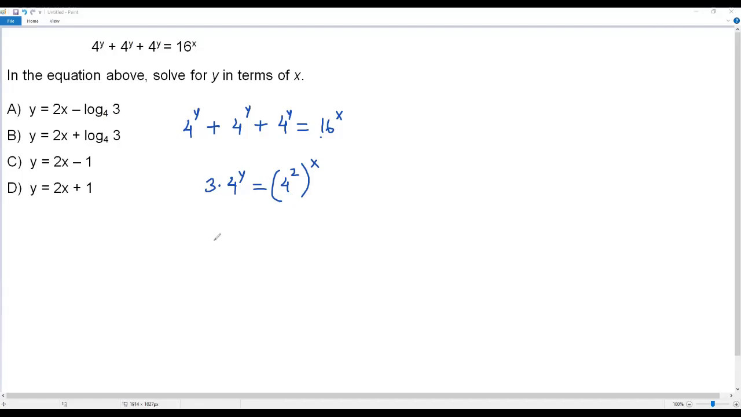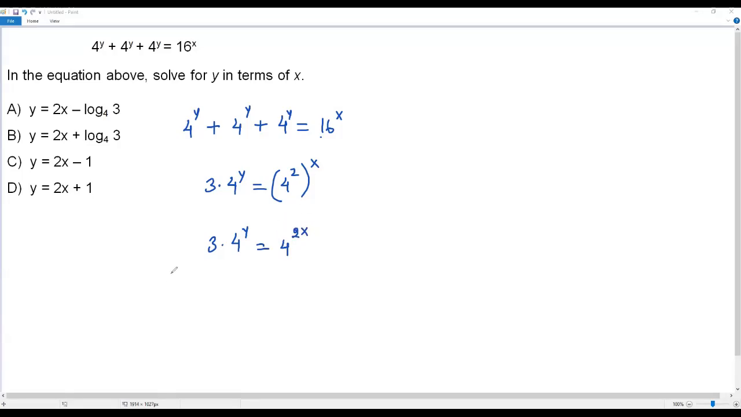Okay, now 3 times 4 to the yth power equals, so here we have base 4, the first exponent is 2, again we have exponent x. That is, we have this exponent x for this complete stuff. So whenever we have two exponents like this, we can multiply the two exponents. When I multiply this 2 and x, I'm getting 2x.